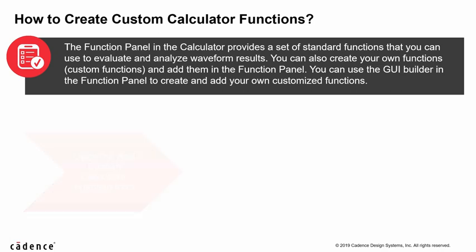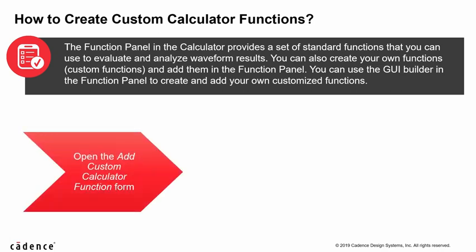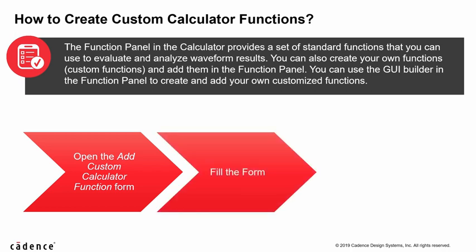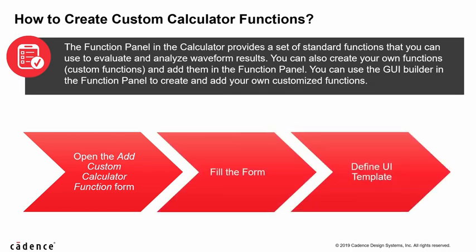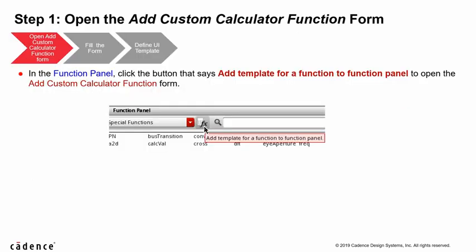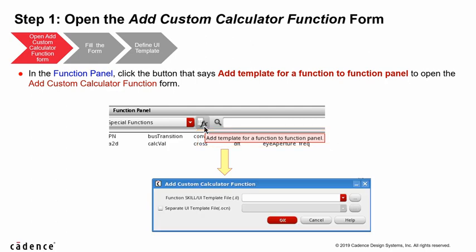You first open the Add Custom Calculator Functions form. Then after filling the form, you define the UI template. Let's look at each of these steps in the following slides. To create a custom calculator function, you first click the button that says Add Template for a function to Function Panel to open the Add Custom Calculator function form. Let's go to the next slide and see how you can fill this form.